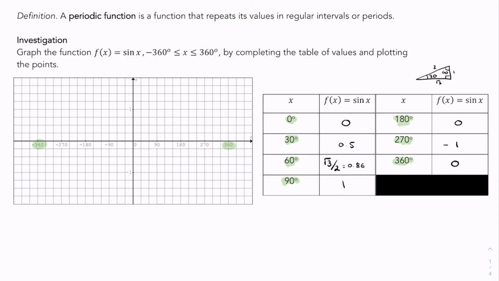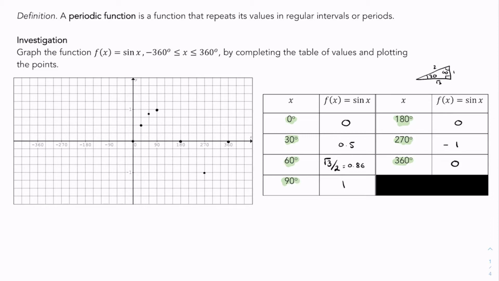So sine of 0 is 0, so I'm just going to put a point over there at 0. Sine of 30 is 0.5, so 30 is one block. 0.5 is going to be roughly here. Sine of 60 is 2 blocks, 0.86, so that's roughly here. Sine of 90 is 1, 180 is 0, 270 is negative 1, and 360 is back at 0. Let me just erase these greens over here.